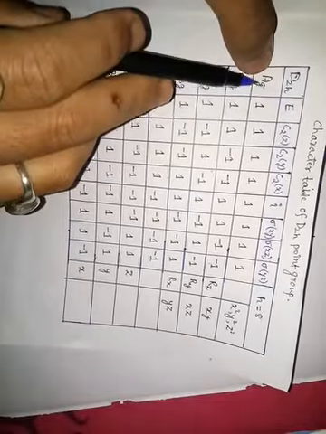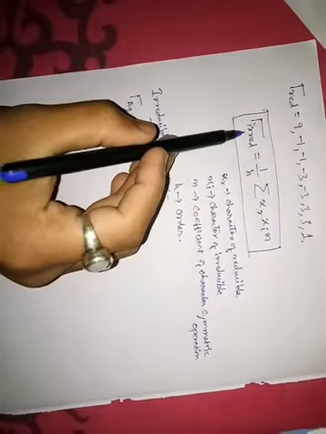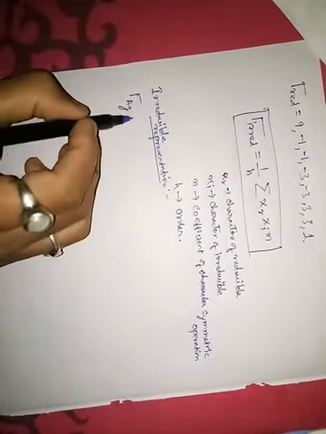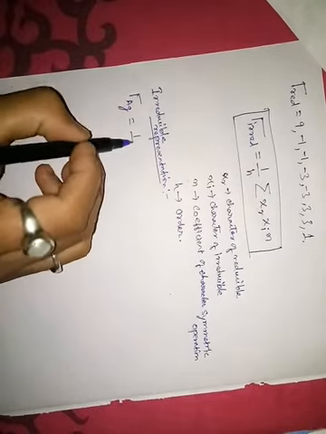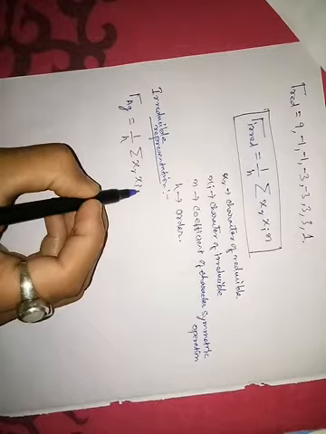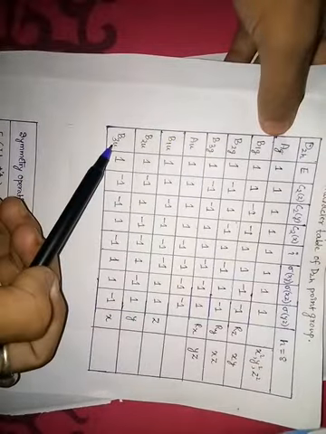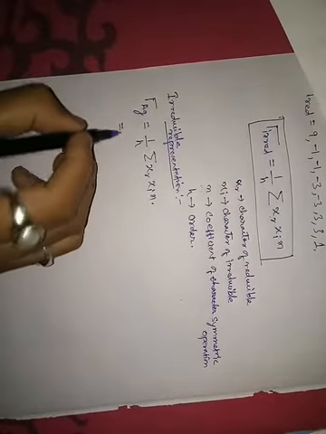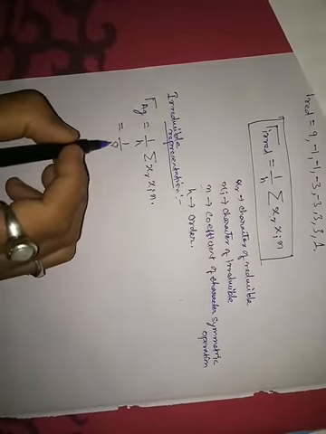For Az, what you will find here is that we use this formula: 1 by h, summation of xr, xi, and n. This same formula we are going to use. In total you have to go up to B3. Here h means 8, so we will place 8.